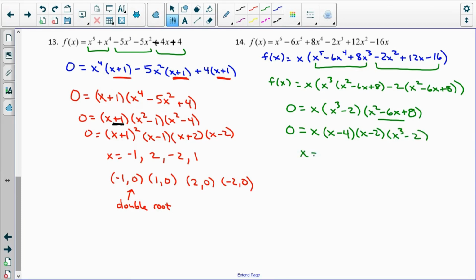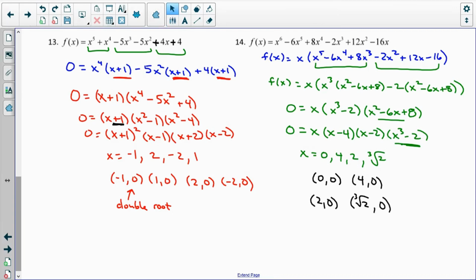So x equals 0, 4, 2, and then there are some answers that would be there. There's one real answer at the cube root of 2, and then there are two other imaginary answers. So I have 0, 0, 4, 0, 2, 0, and the cube root of 2, 0 are my four real answers.